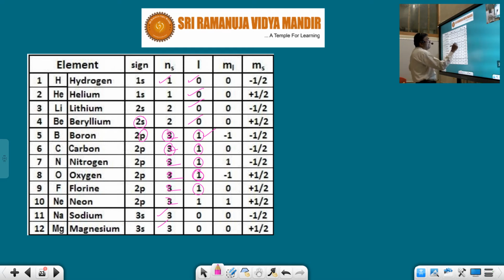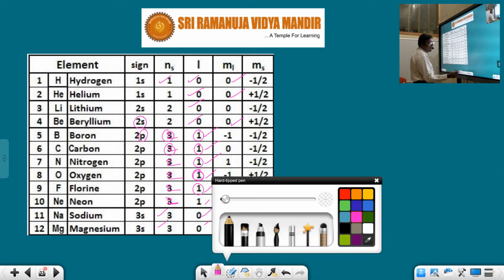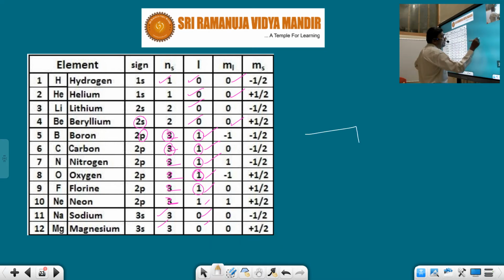Now p means what? For a p orbital the l value will be 1. For an s orbital it is 0. I hope you understood. And for an s orbital, the m value is always 0. So this is also 0. And for a p orbital, what will the m values be? Minus 1, 0, plus 1. So I hope you are very clear. For any p orbital, this is how you can assign.